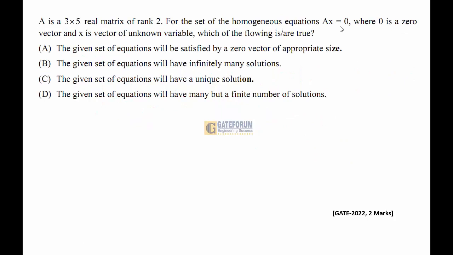The question is, A is a 3 cross 5 real matrix of rank 2. For the set of homogeneous equations Ax equal to 0, where 0 is a zero vector and x is the vector of unknown variables, which of the following are true? 4 options A, B, C, D are given, 4 statements. This is from engineering mathematics, from the topic linear algebra, subtopic system of equations.